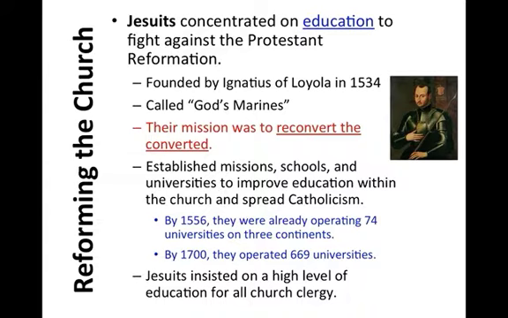Ignatius of Loyola led his Jesuits around the world to establish missions, schools, and universities to improve education within the church and to spread Catholic ideas. As you can see, by 1700, they already had 669 universities to spread Catholic ideas. Jesuits insisted on a high level of education for all church clergy, and the Jesuit emphasis on education remains the lasting legacy of the Counter-Reformation.